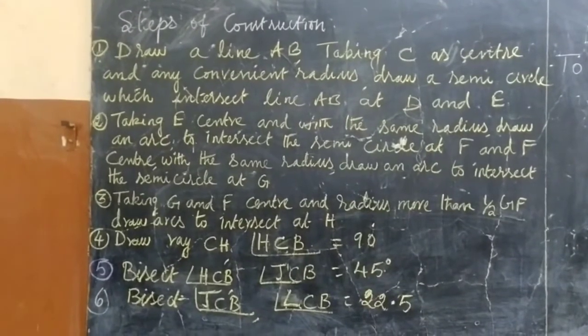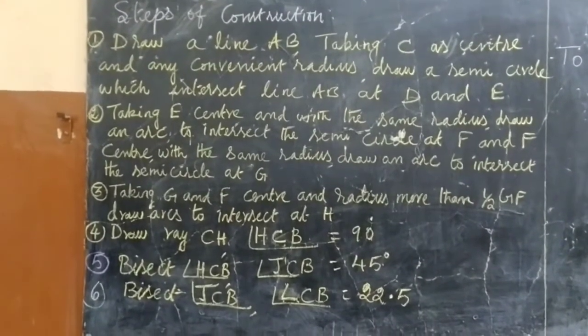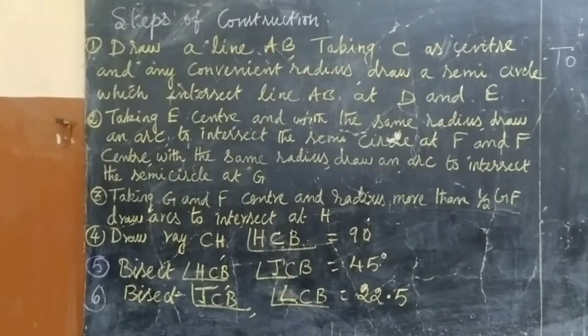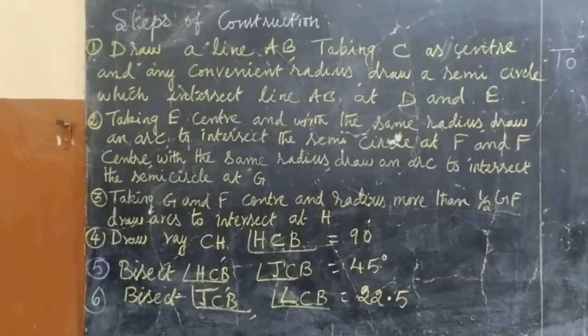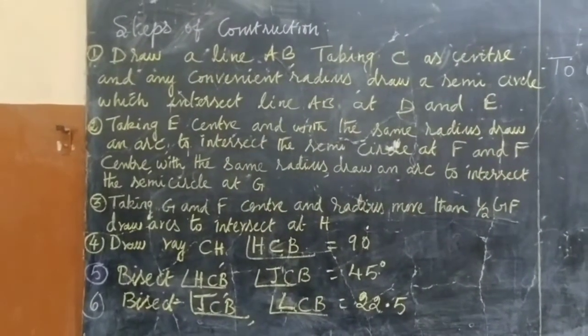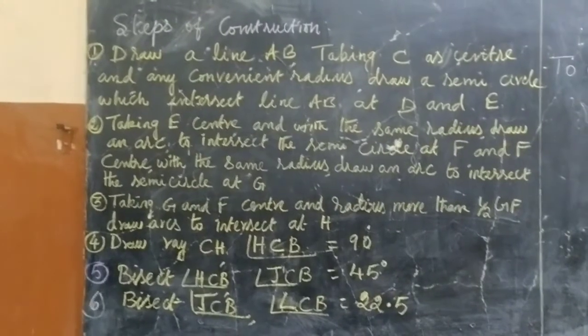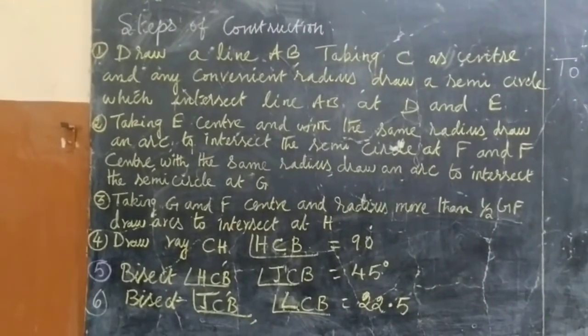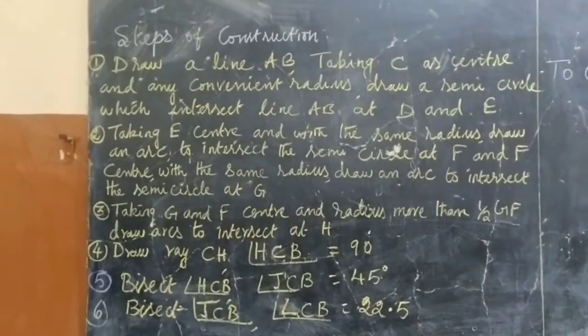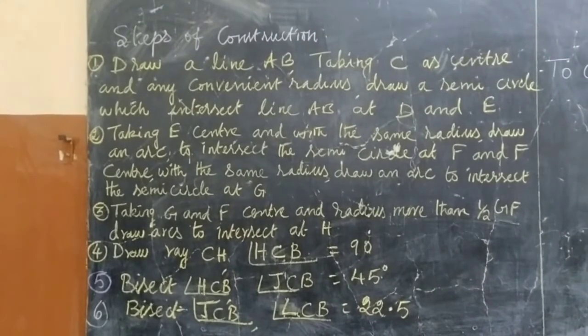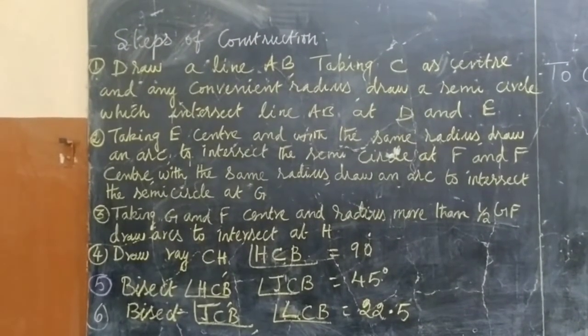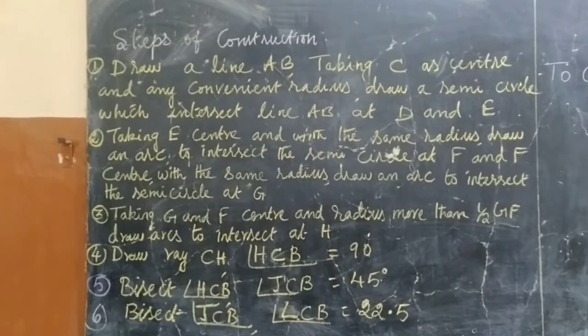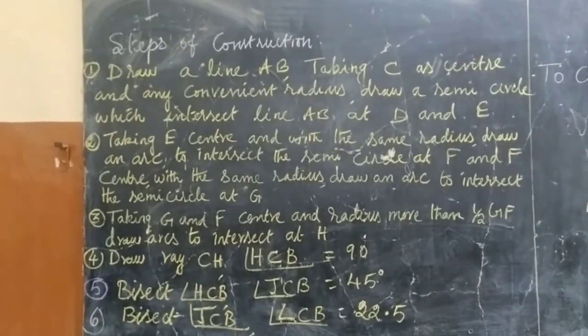And the fifth point is bisect angle HCB. We'll get angle JCB is 45 degree. The last point is bisect angle JCB. We'll get LCB is equal to 22.5 degree. Therefore, the required angle LCB is equal to 22.5 degree.